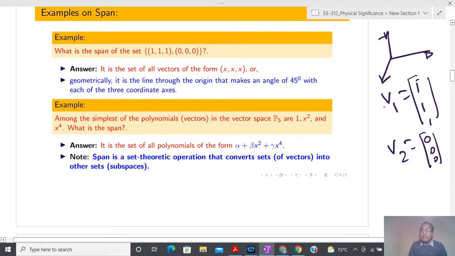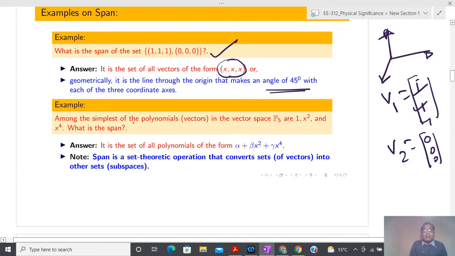In order to know the space, I will scale v1 by a scalar, and since we are considering three-dimensional space, a scalar is some real number. If you multiply with any number, you can see that all three coordinates remain the same, and due to that reason I will say that only this kind of space I can span using these two vectors. And obviously that is the 45 degree line, that is the geometrical interpretation.